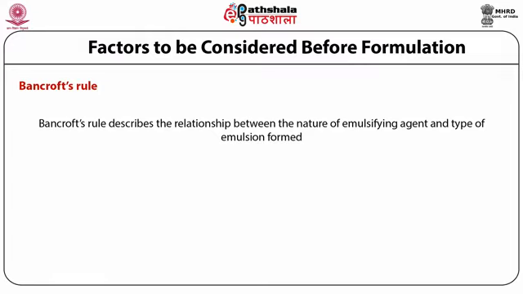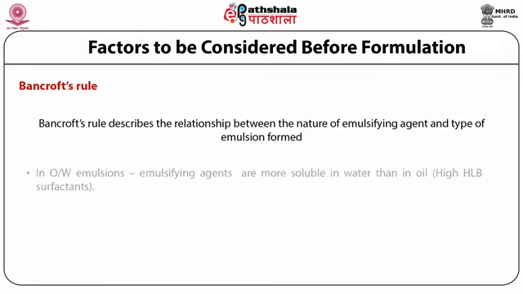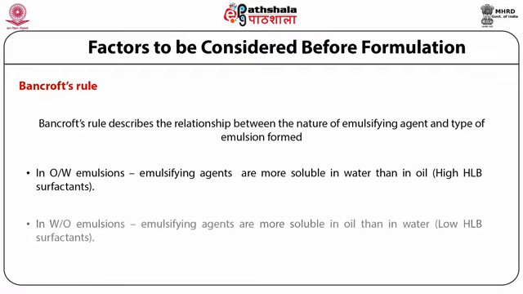Or in other words, we can say if the emulsifying agents are more soluble in water than in oil, their HLB will be very high and they will always provide oil in water emulsion. And if the emulsifying agents are more soluble in oil, they will always have a low HLB value and they are preferably used in water in oil emulsion.